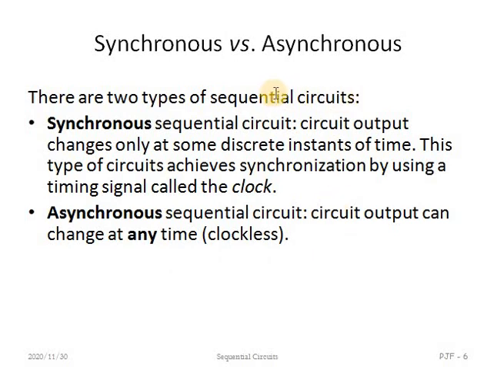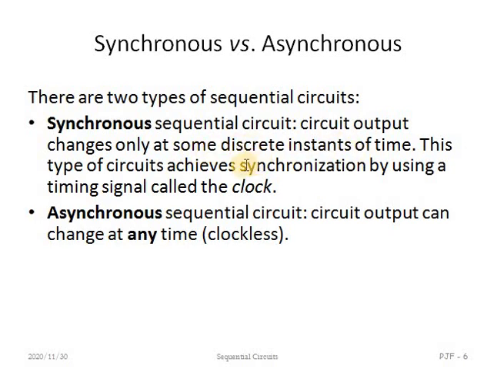So there are two types of sequential circuit. One is synchronous sequential circuit and another one is asynchronous sequential circuit. So what is synchronous sequential circuit? Circuit output changes only at discrete instances of time.